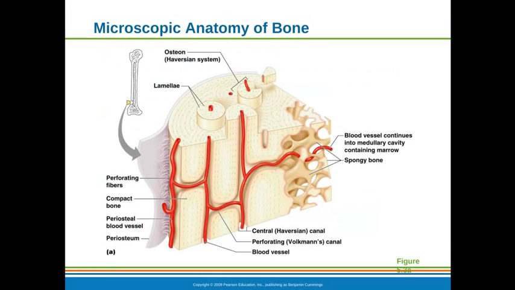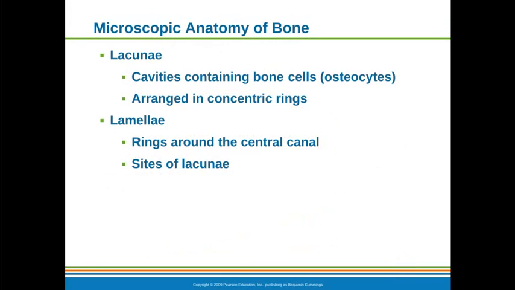So the best way to see this, obviously, is with this diagram that we see, figure 5.3a. We see this central canal right here as it passes through, and then we have these perforating or Volkmann's canals going in between. Now we see these terms right here. We're talking about this osteon or Haversian system and the lamellae. We'll talk about lamellae and another term called lacunae in just a second. So lacunae are cavities containing bone cells, or osteocytes, that are arranged in concentric rings. The lamellae rings are around the central canal, and they are the sites of lacunae. So lacunae are within lamellae.